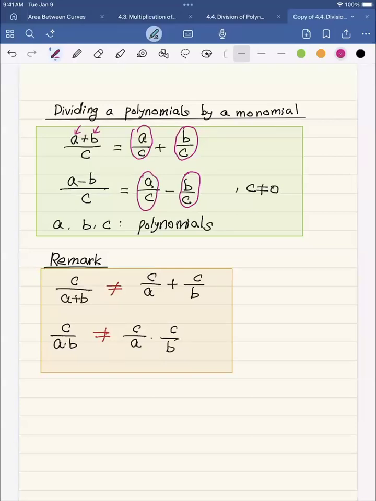What you have to be careful about is when we consider this case and this case, we have one term in the denominator and we have two terms in the numerator. In this case, we have two terms in the denominator and one term in the numerator. In that case, we cannot separate the denominators into two fractions. So that is not true.